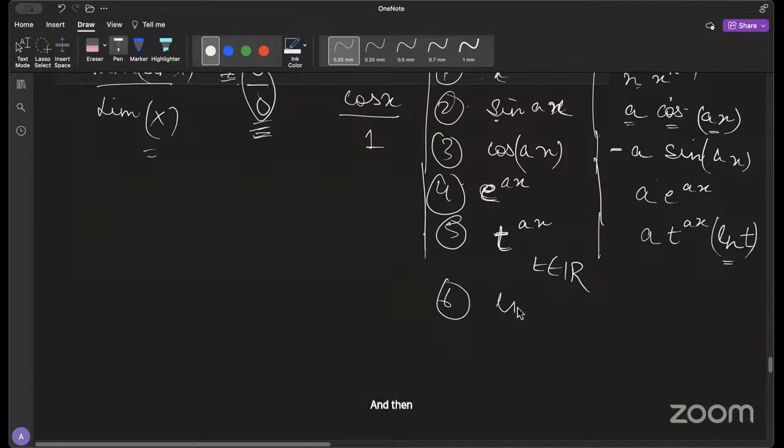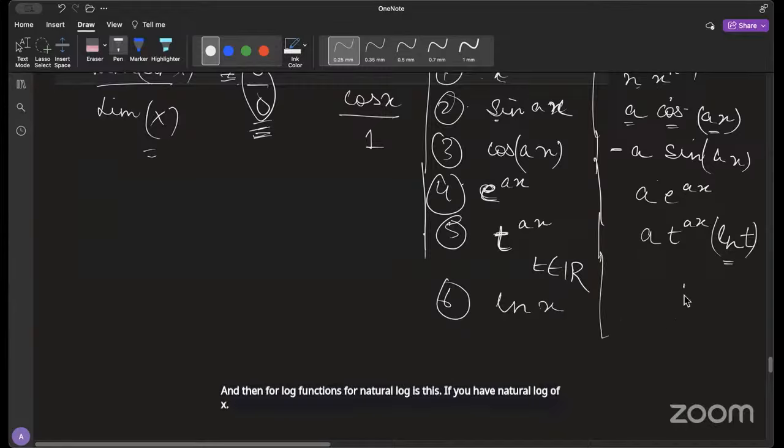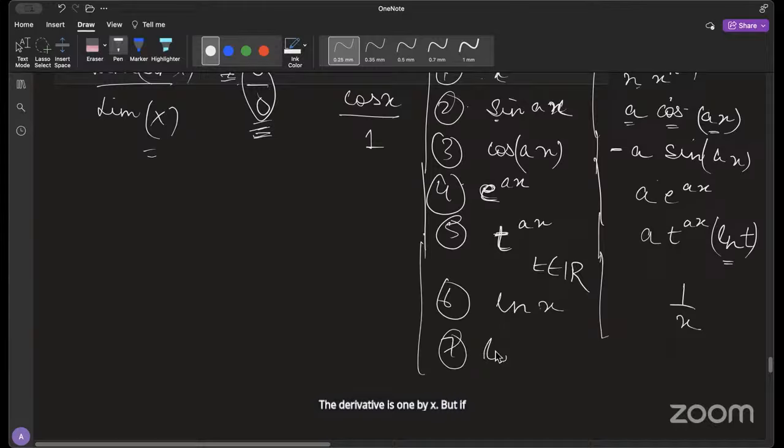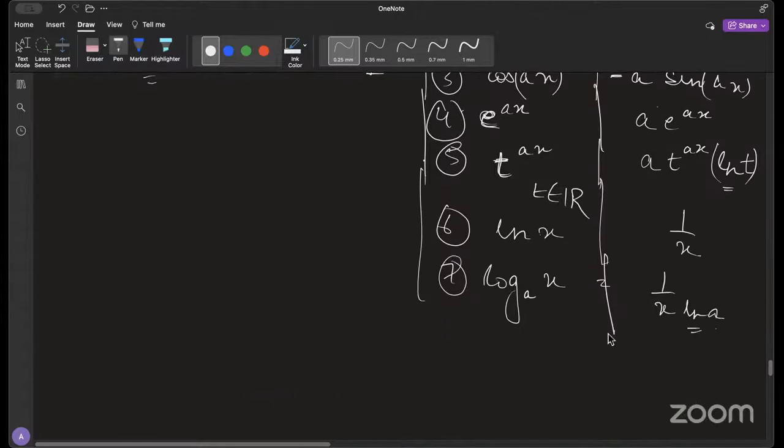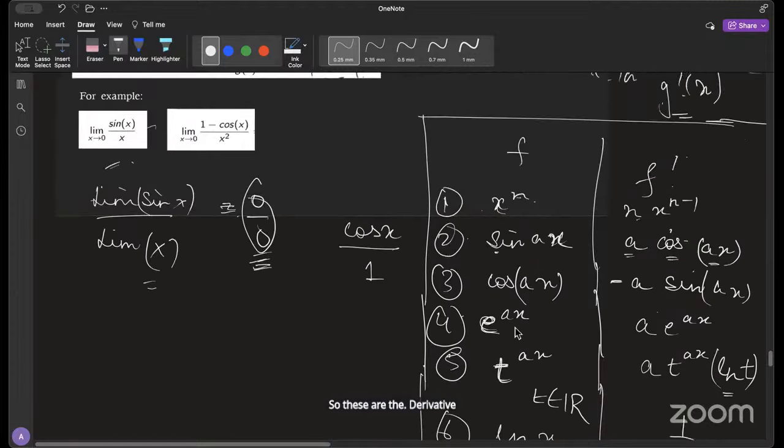And then for log functions, for natural log, it's this. If you have natural log of x, your derivative is 1 by x. But if you have log base a of x, then it's 1 by x and then natural log of a here. So these are the derivatives that you should know.